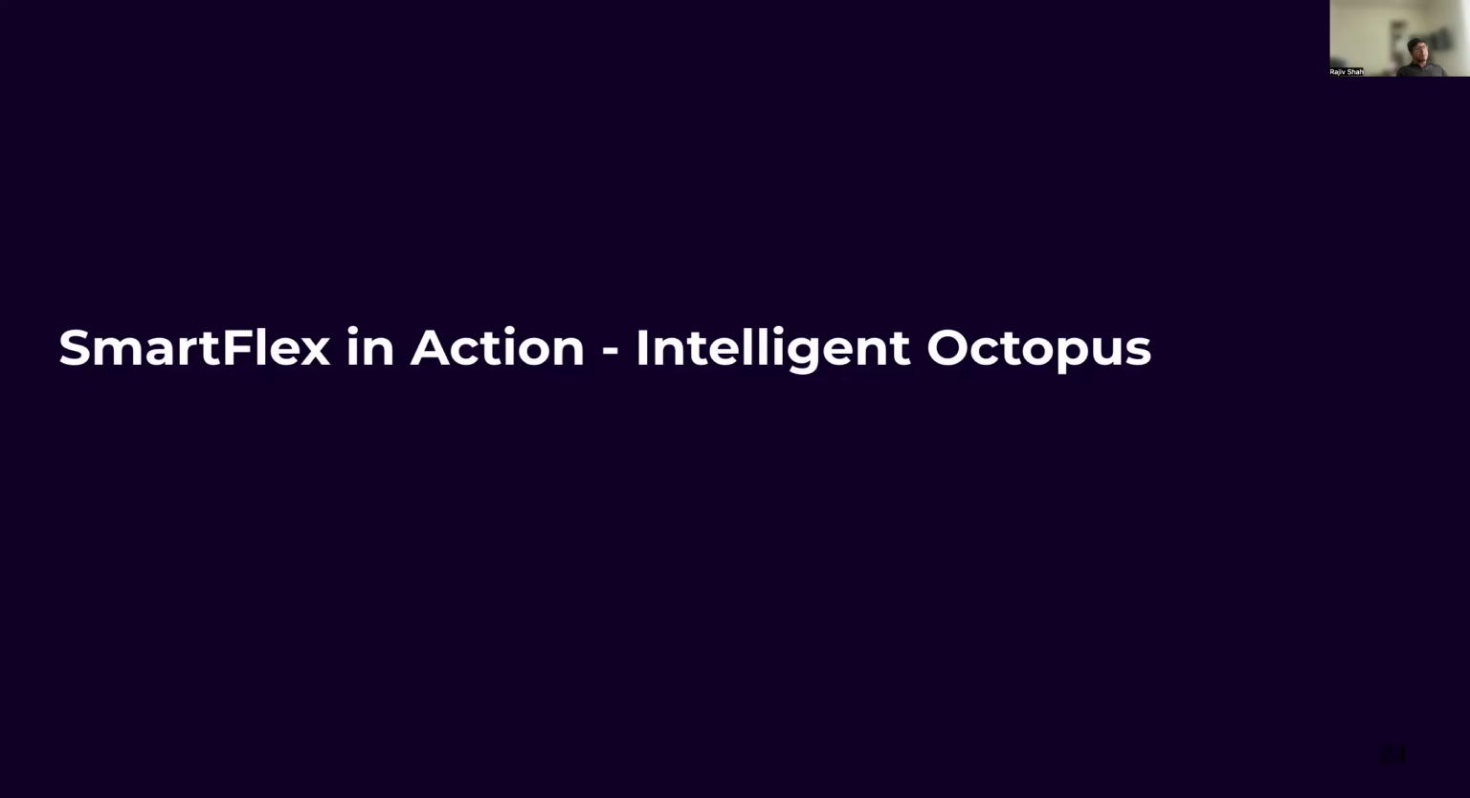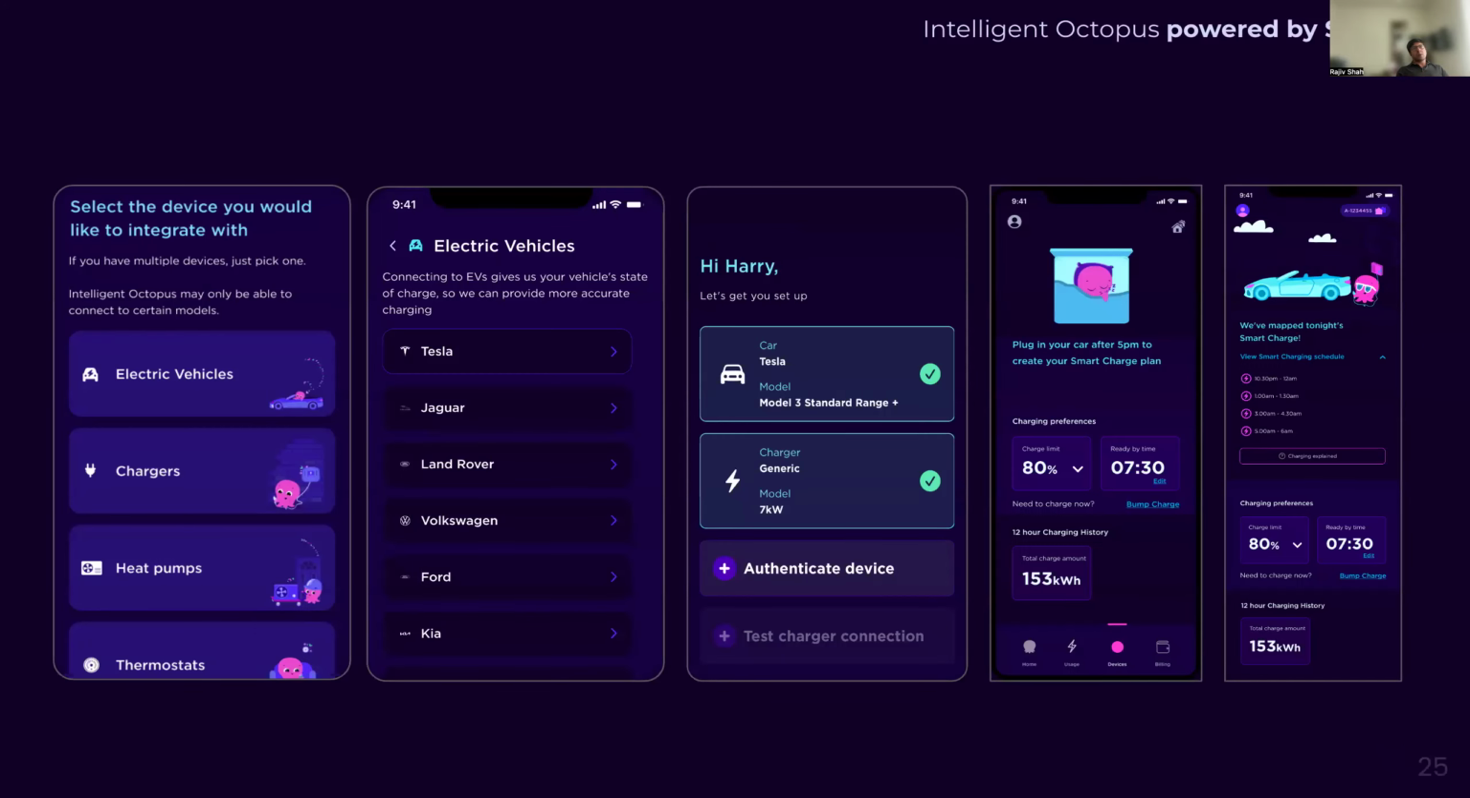And so I just want to zoom in on one of the programs, SmartFlex, that Kraken offers our clients. And Octopus Energy has branded this as Intelligent Octopus for what it's doing with EVs, with heat pumps, with thermostats. And what we're trying to do for customers is really give them a seamless experience from enrolling the device through what they are dealing with on a day-to-day basis. And so these screenshots show the first three, that enrollment journey.